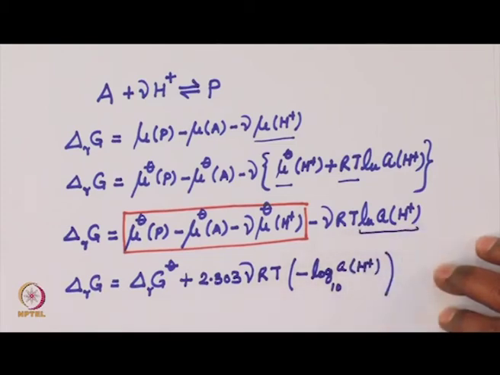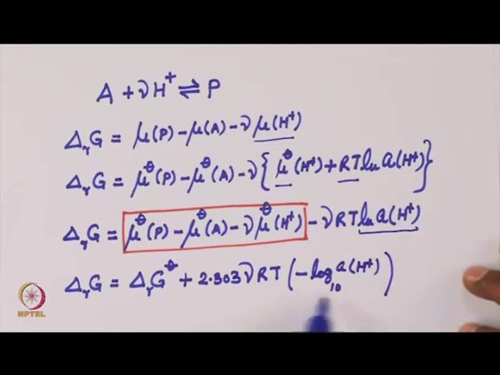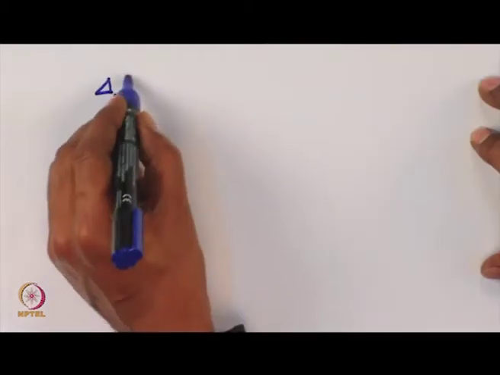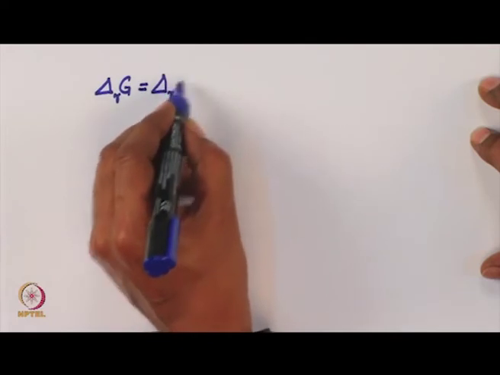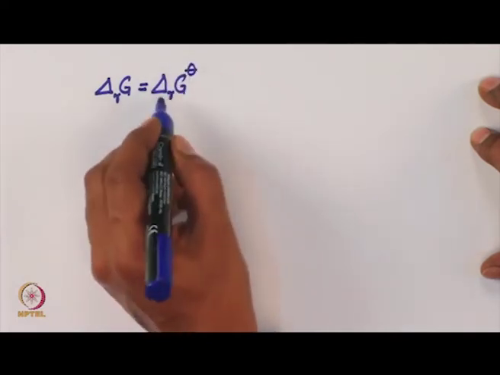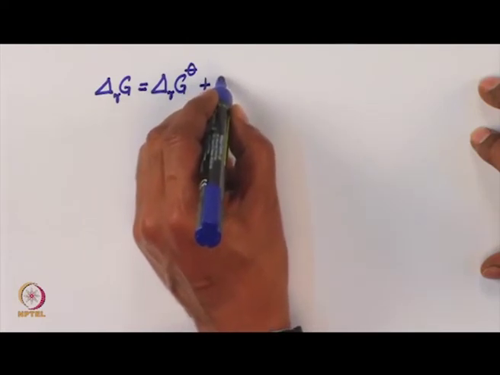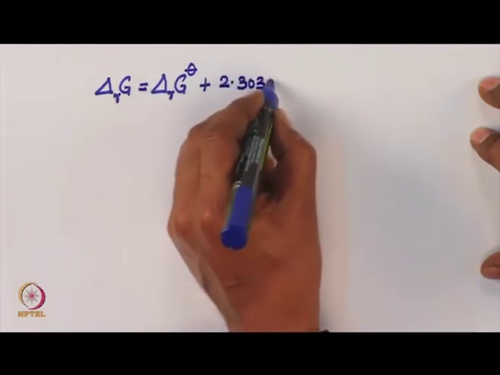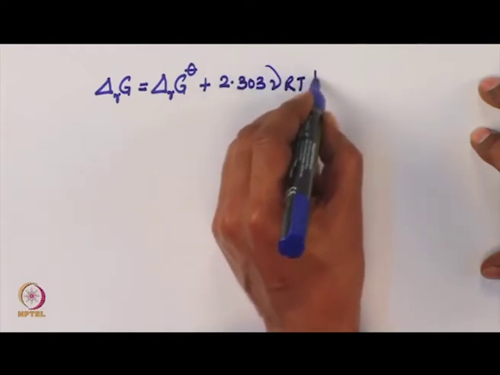I have written this as 2.303 into log base 10. And let us remember that minus log base 10 activity of hydrogen ion is equal to pH. So I will now write this equation as delta R G is equal to delta R G naught plus 2.303 nu RT into pH.